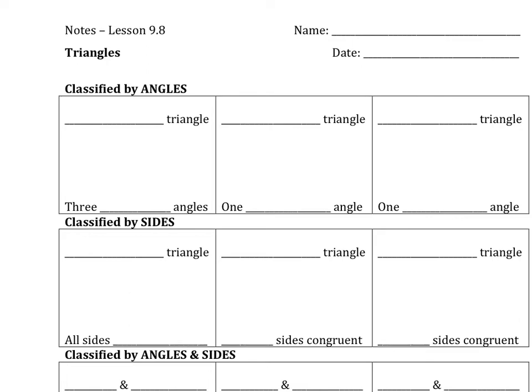Math 7, Lesson 9.8. This is on triangles. And our objective is to classify triangles by angles, by sides, and by angles and sides. So let's take a look at how to classify by angles.